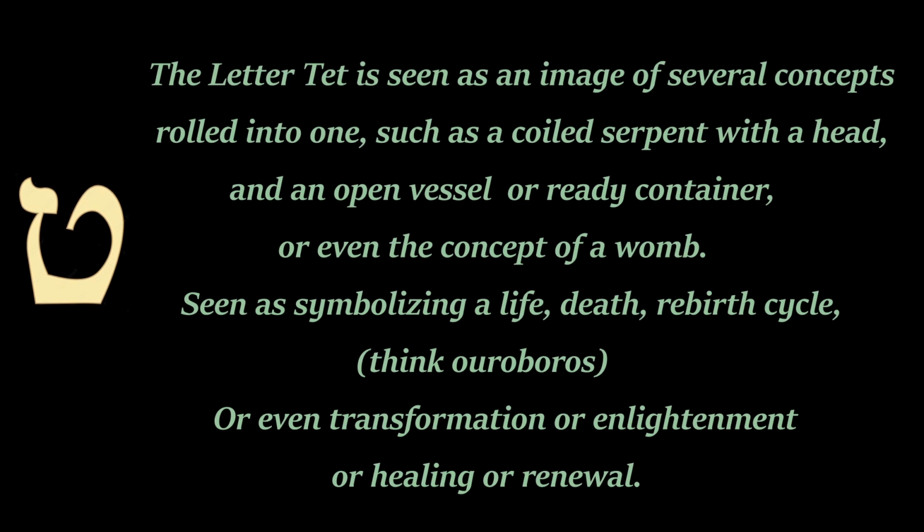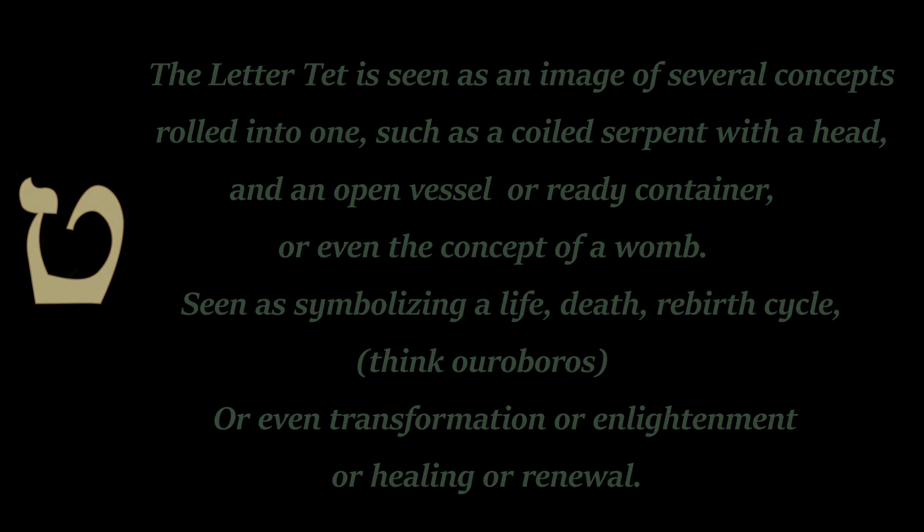The letter Tet is seen as an image of several concepts rolled into one, such as a coiled serpent with a head and an open vessel or ready container, or even the concept of a womb, seen as symbolizing a life, death, rebirth cycle. Think Ouroboros, or even transformation or enlightenment or healing or renewal.